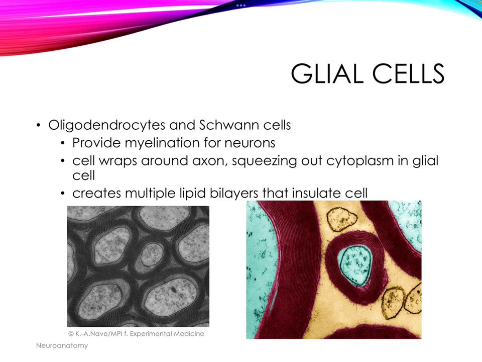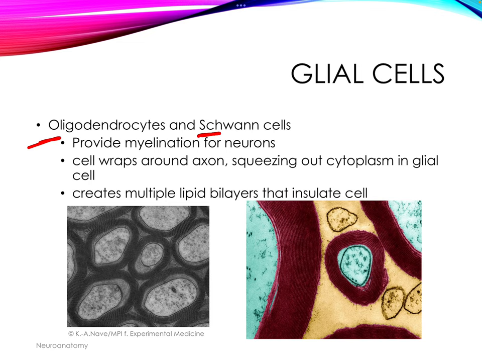So the last kind of glial cells we're going to talk about are the two cells that make up myelin: oligodendrocytes and Schwann cells. Their job is to wrap around the axon, squeeze out the cytoplasm in the glial cells, and insulate those axons to allow for better electrical impulse. We're going to talk about a condition called multiple sclerosis, where we see this fatty myelin sheath start to degrade, and that causes problems in the transmission of electrical information throughout the axon of the cell.